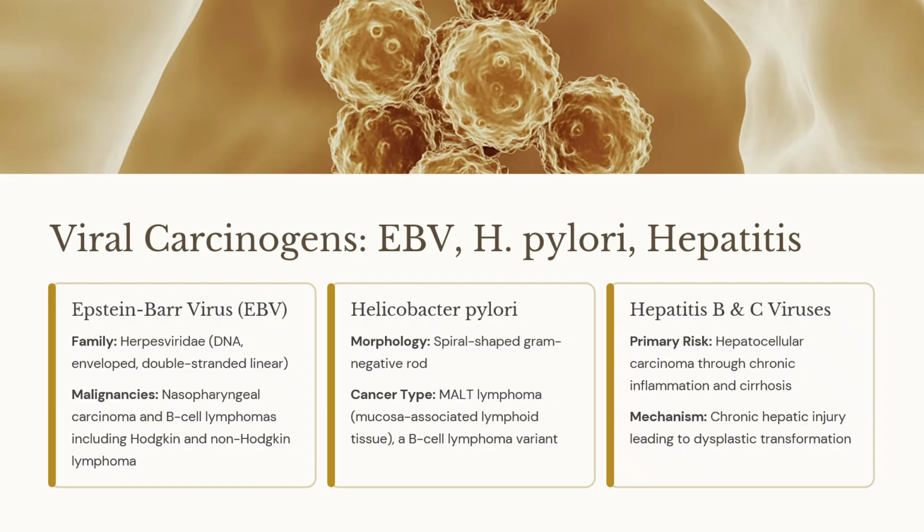What about Epstein-Barr virus? Epstein-Barr virus belongs to the herpesviridae family, just like herpes simplex and varicella zoster virus. This Epstein-Barr virus is also DNA enveloped and double-stranded, exactly like our herpes simplex virus. This knowledge will be tested if you are appearing for the National Board Medical Exam in the United States. It can result in nasopharyngeal carcinoma and B cell lymphomas, including Hodgkin's and non-Hodgkin's lymphoma.